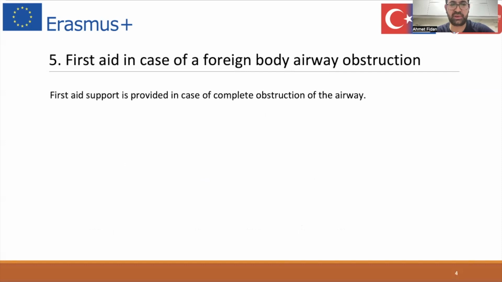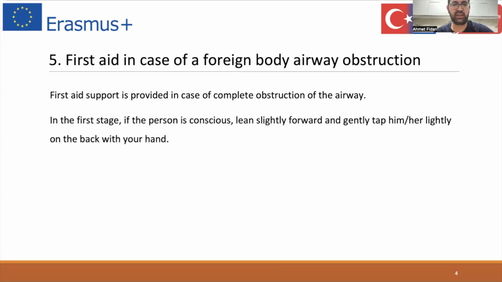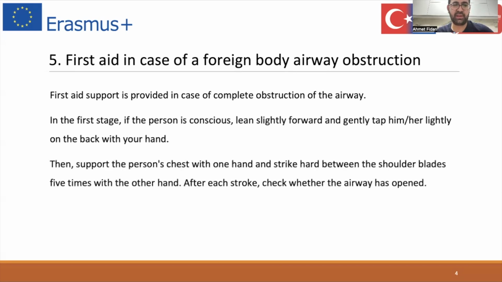First aid support is provided in case of complete obstruction of the airway. In the first stage, if the person is conscious, lean them slightly forward and gently tap them lightly on the back with your hand. Then, support the person's chest with one hand and strike hard between the shoulder blades 5 times with the other hand. After each stroke, check whether the airway has opened.